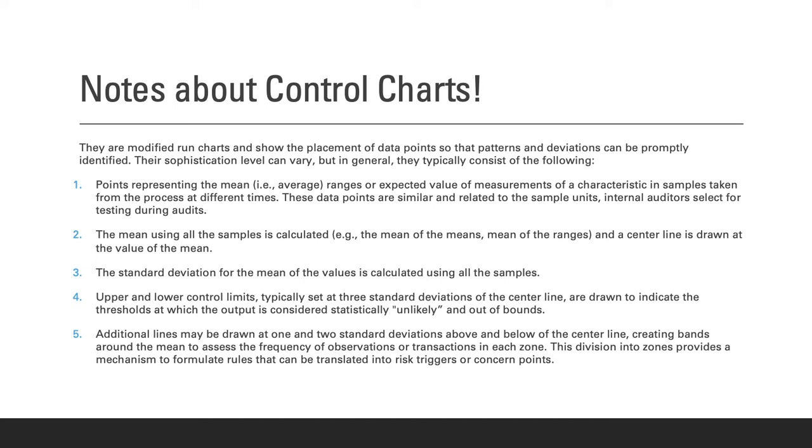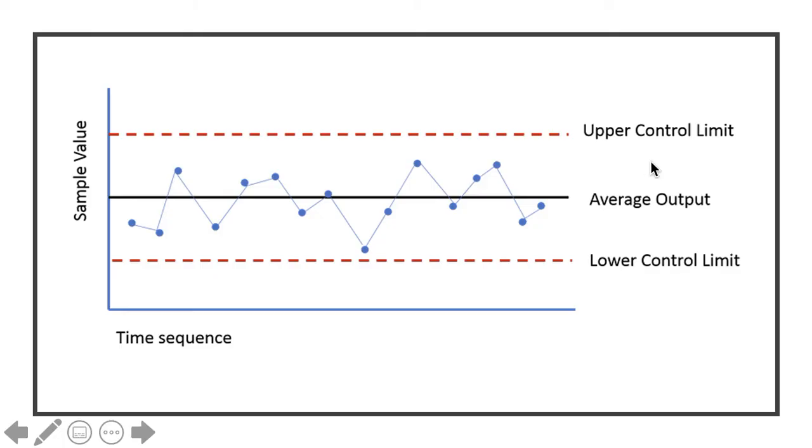So the sophistication of control charts can vary, but in general, they typically consist of the following. Number 1, points representing the mean or the average ranges or expected value of measurements of a characteristic in samples taken from the process at different times. These data points are similar and related to the sample units internal auditors select for testing during the audit. Okay? Number 2, the mean using all the samples is calculated, the mean of the means or the mean of the ranges. In this case, for the control charts, it's the mean of the ranges. And a center line is drawn at the value of the mean. So meaning, ito lang siya, yung average output, the mean of the range.